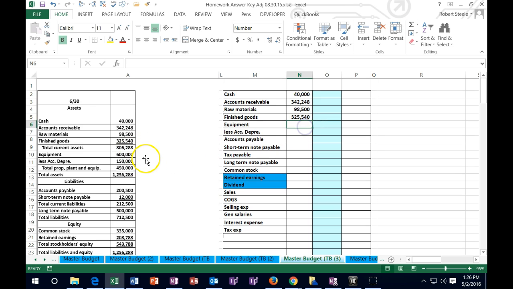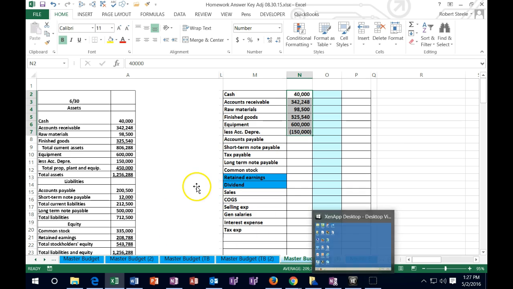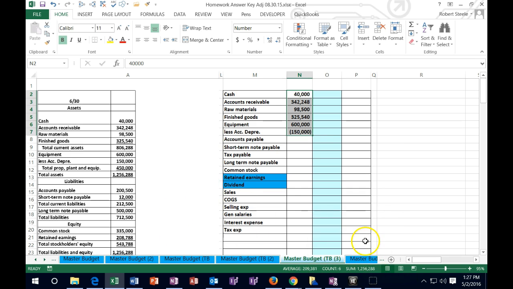And then if I want to check my subtotals, it adds up to 108,288. So we're on track. Then we go to the equipment, 600,000, less accumulated depreciation. That's a credit, so I'm going to put it in as a negative 150,000. I'm going to have my credits be negatives. And then we get to the total property, plant, and equipment, and the total assets. So I'm going to highlight these, and what do we have? 1,256,000, so we're correct. Okay, so then we're going to keep going.